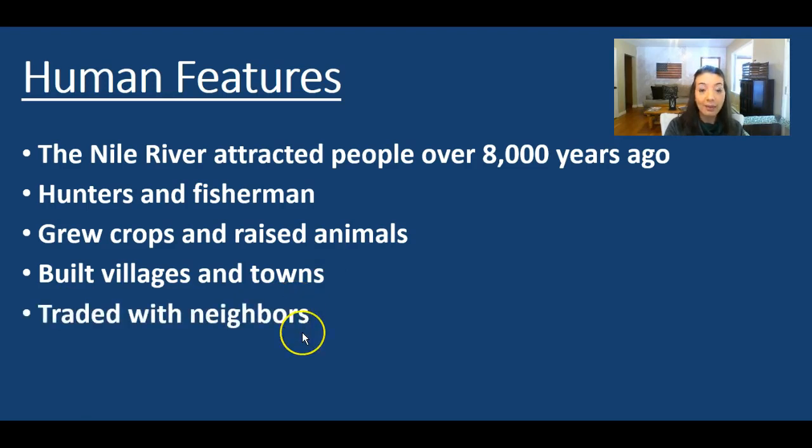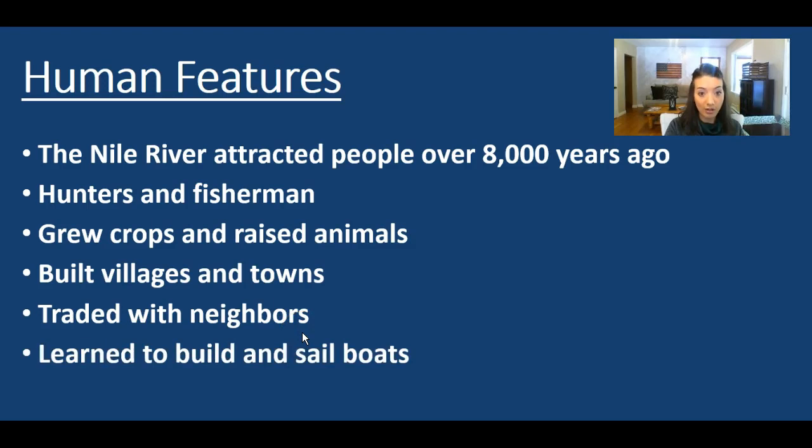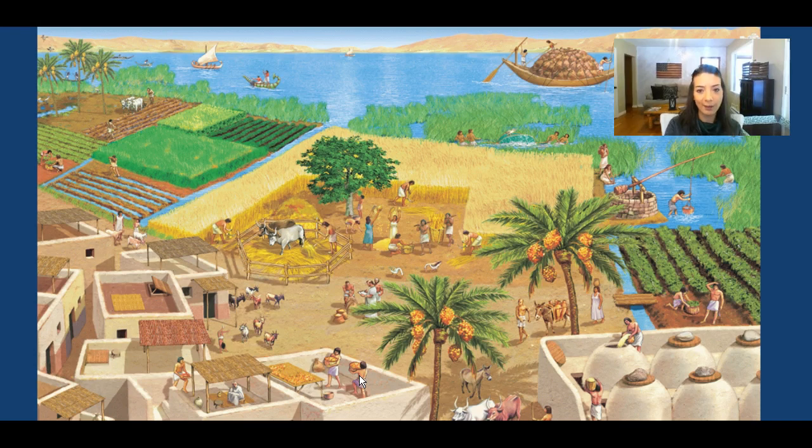They began to trade with their neighbors, and so when you start to trade, you start to make money, because you need to pay for the things that you are trading back and forth. And you are also going to learn about other areas of the world and other peoples and how they live. And part of that might come into learning how to build and also sail boats along the Nile.